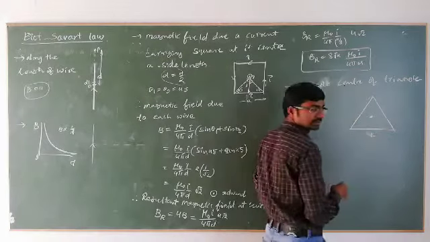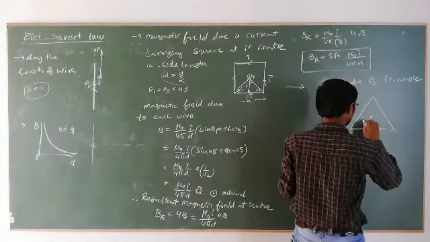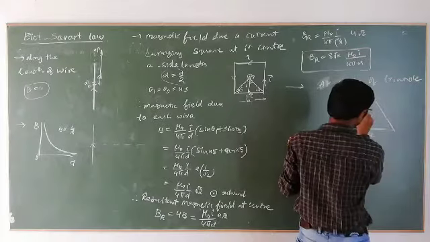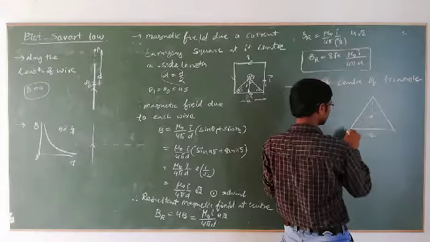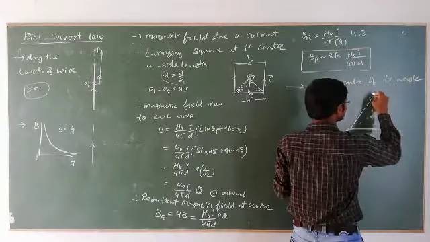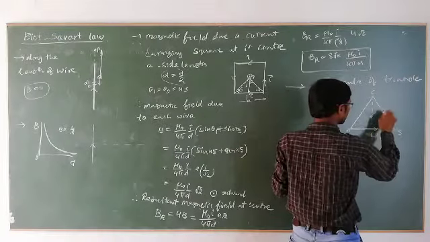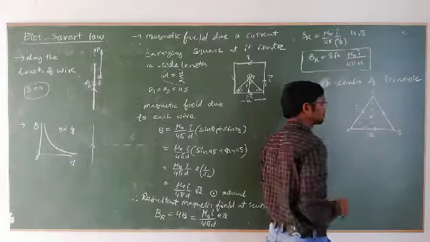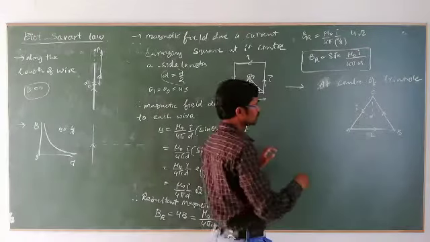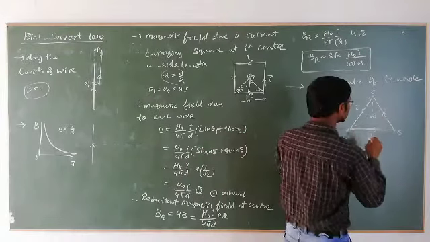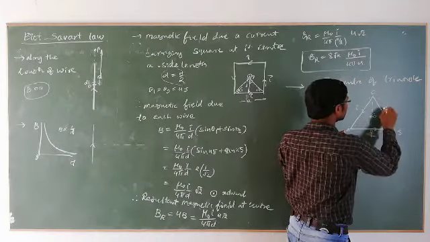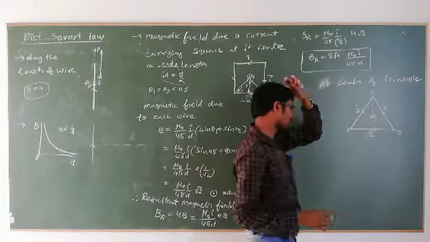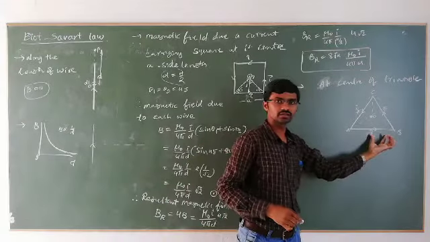Now due to this also it is outward, and due to this also outward. Thumb in the direction of current, curved fingers outward. All are in the same direction, which means at this point the magnetic fields are in the upward direction only. So the magnetic field due to this one, this one, this one and this one, all will be added. Then what is the resultant magnetic field?